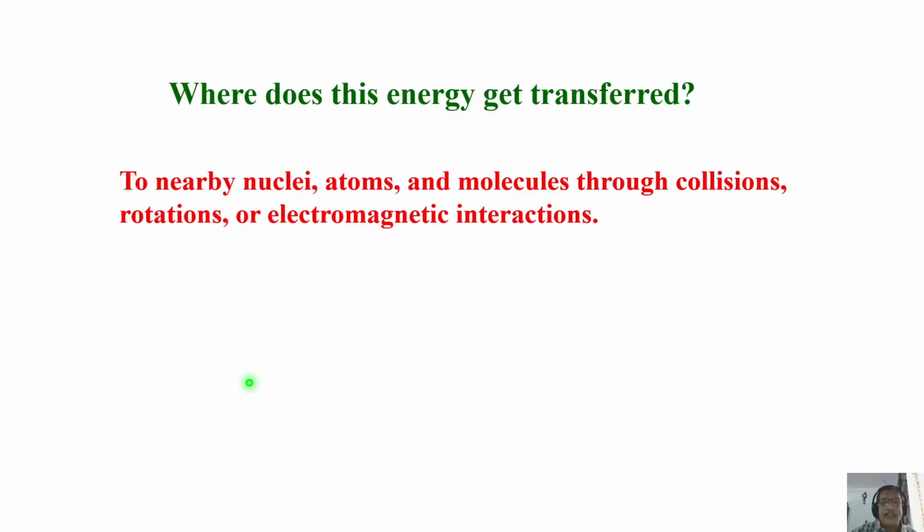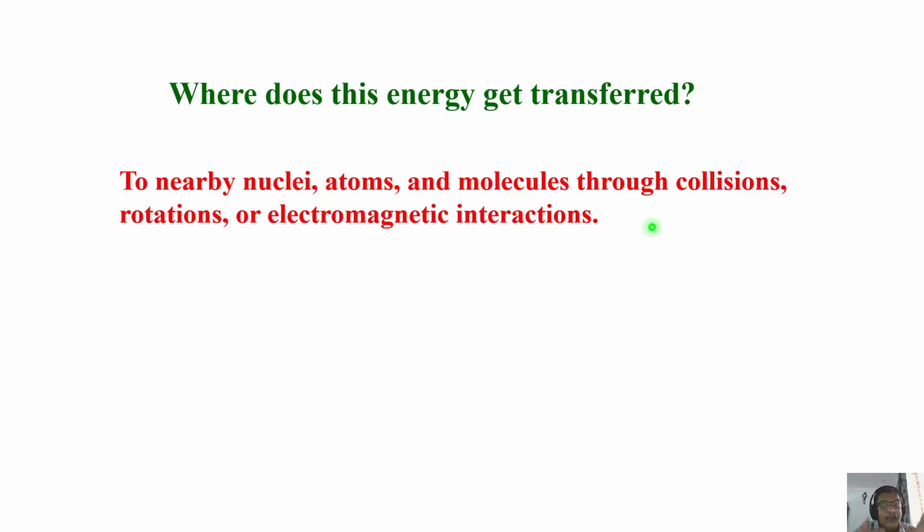Where does this energy get transferred? It always gives energy to nearby nuclei, atoms, molecules, some other spins. It need not be J coupled or anything. Any surrounding species, anybody who is surrounding that spin, everything is enough. It can transfer the energy to neighboring nuclei, neighboring spins, neighbor atoms, molecules, etc. How? Through collisions, rotations, and various types of electromagnetic interactions.